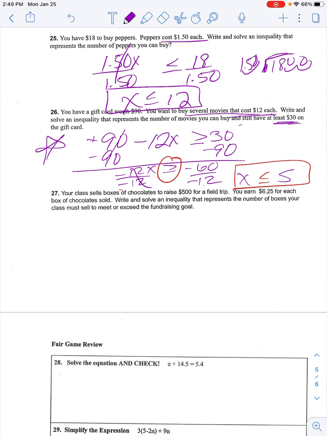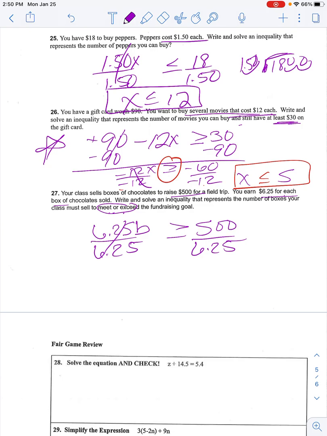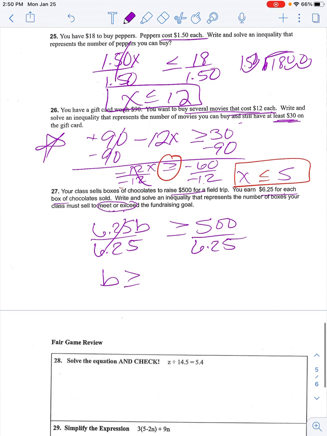27. Your class sells boxes of chocolates to raise $500 for a field trip. You earn $6.25 for each box. Write and solve an inequality of the number of boxes your class must sell to meet or exceed our goal. Our goal is 500, so to meet it or exceed it would be greater than or equal to 500 bucks. The boxes of chocolates are $6.25 per box. So there's my inequality. To solve, we're going to do the inverse and divide by $6.25.